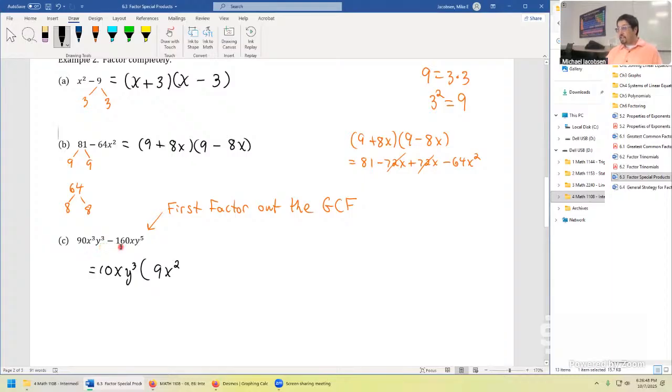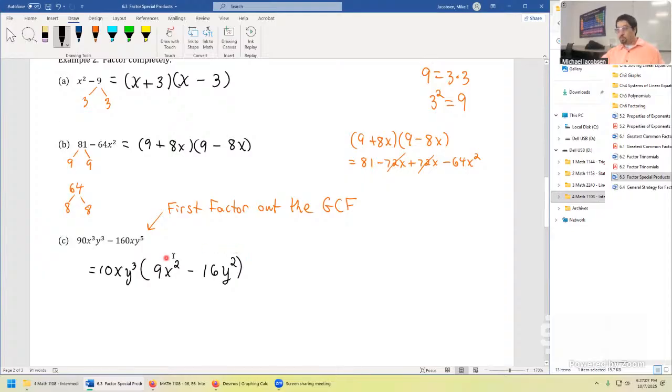Then we do the same thing over here. Divide this by 10. It's going to be -16. X divided into this x is a cancellation. And y cubed into y to the power 5, that would just leave a y squared. And again, that's our exponent laws working really well for us, giving us that y squared on this one.